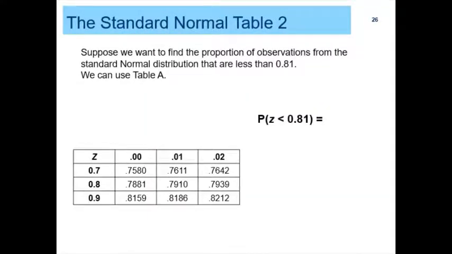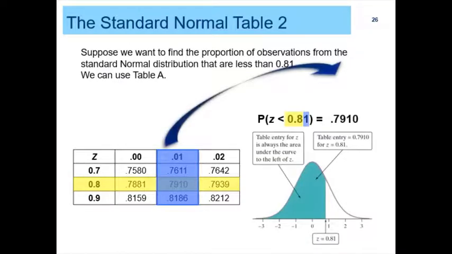Here is one more example. We want to find the proportion of observations from the standard normal distribution that are less than 0.81. We can use table A for that. For 0.81, it is 0.8 and 1, so it would be 0.7910.